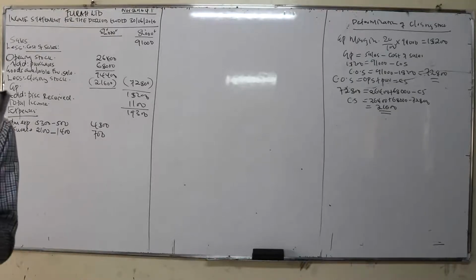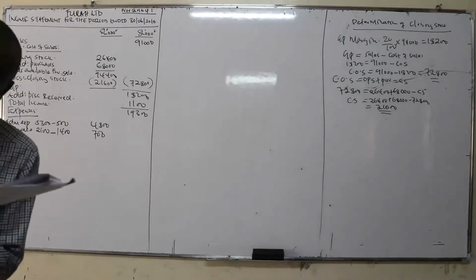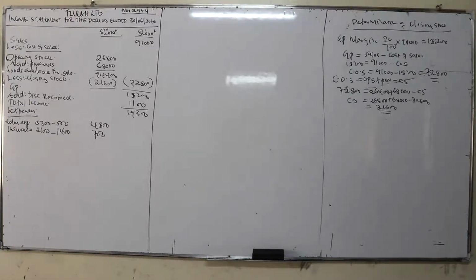Sawa. Tunaenda note number 4. Debtors amounting to 650 had been unable to pay. So debtors who had been unable to pay, this amount should be written off.